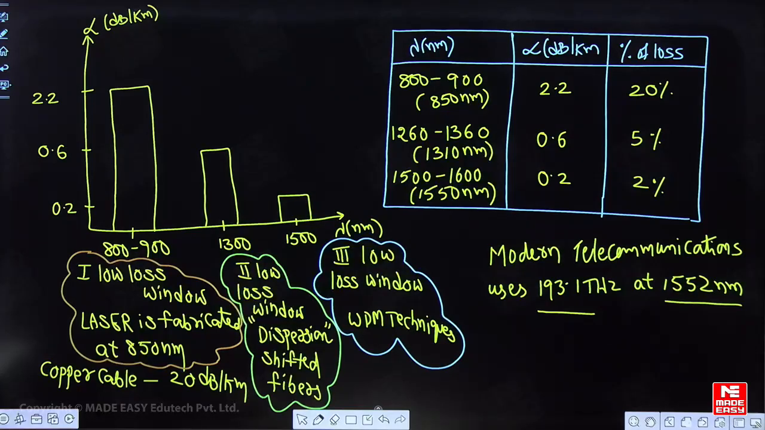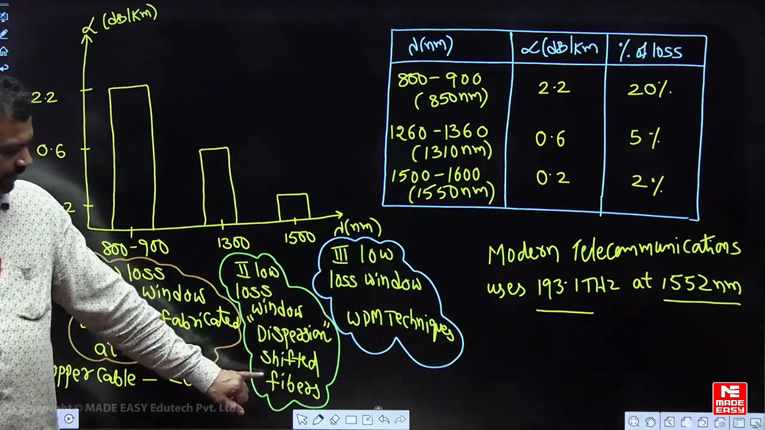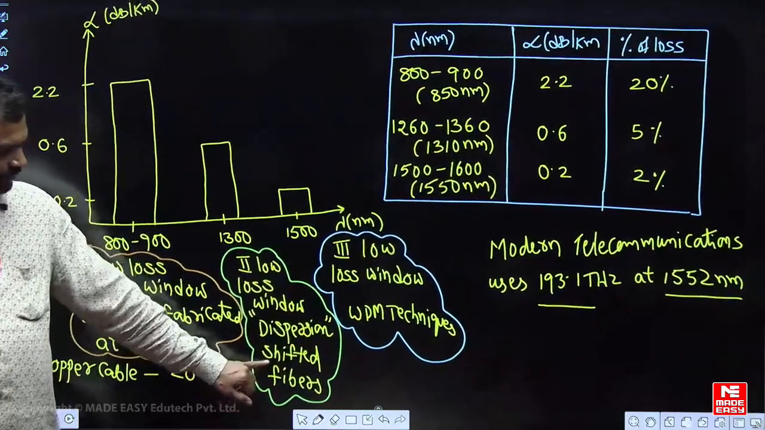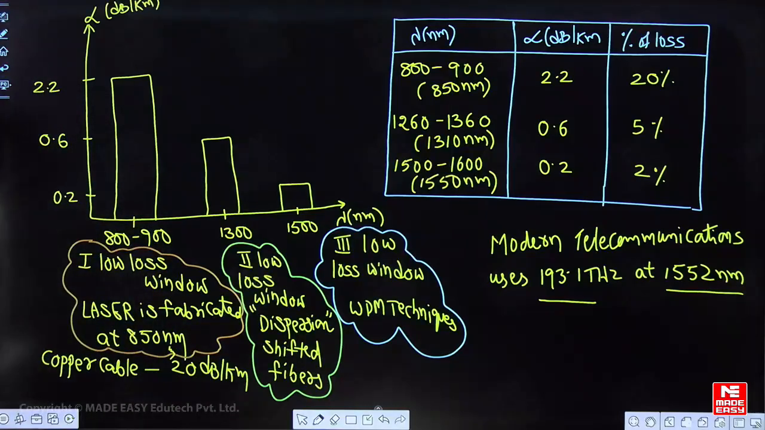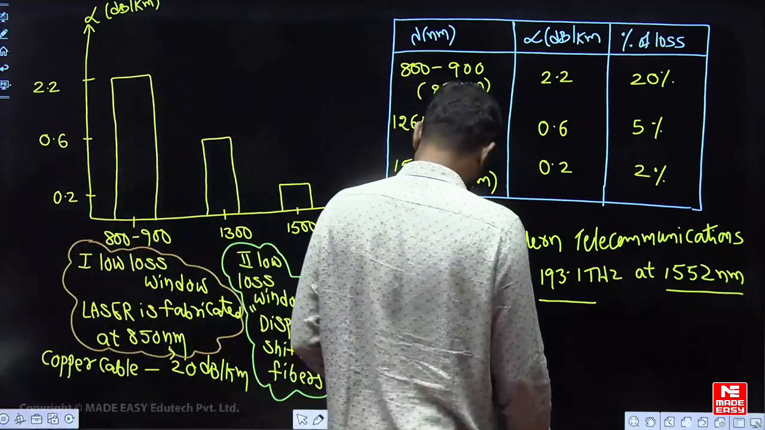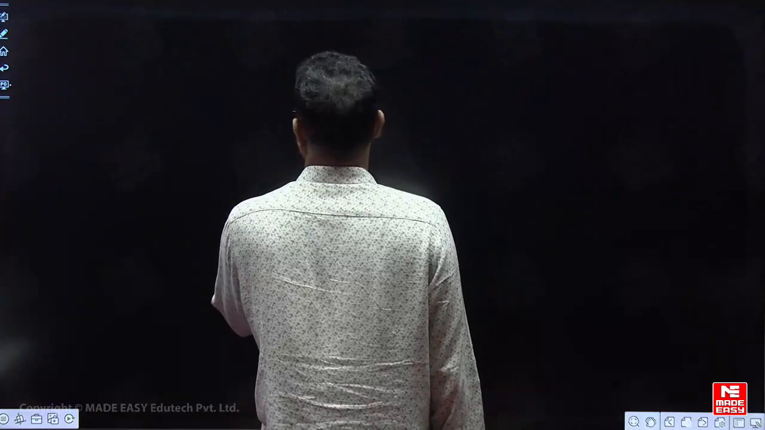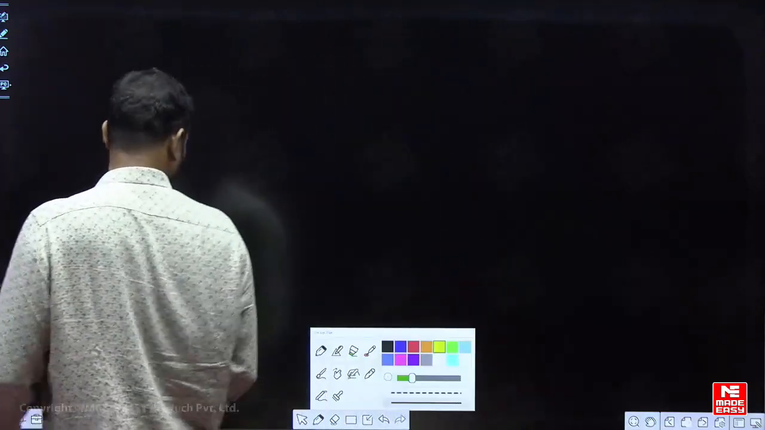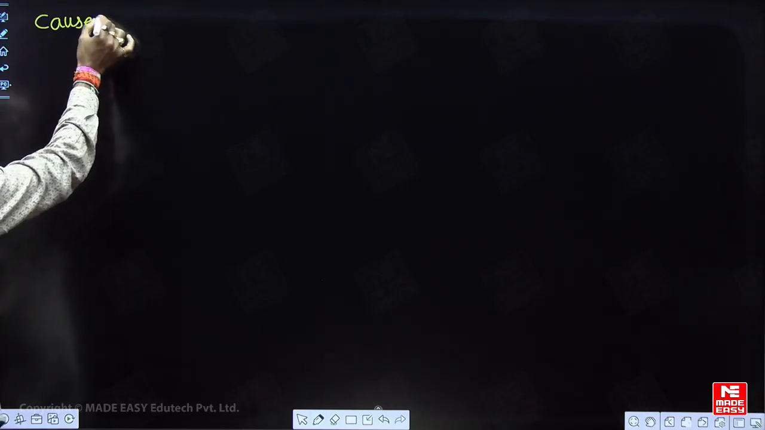Right. So I hope everybody in the class understood this. But one simple topic is left over here, that is dispersion shifted fibers. I will definitely explain this to you when we are discussing the dispersion concept. So next is about the causes of attenuation. What are the different causes for attenuation?